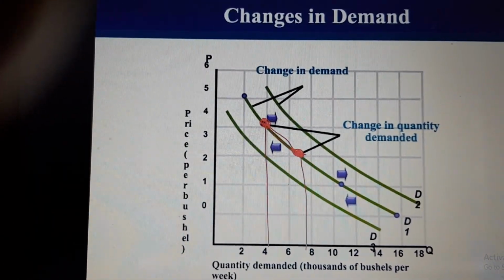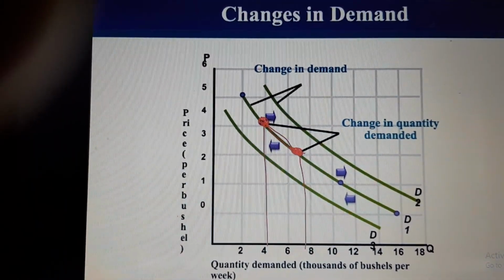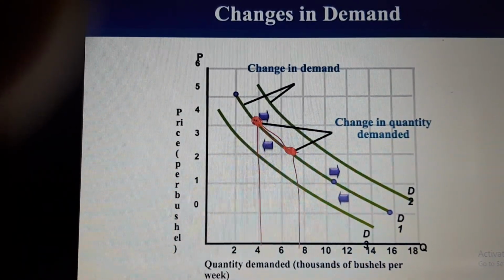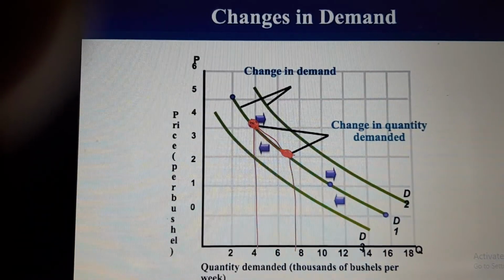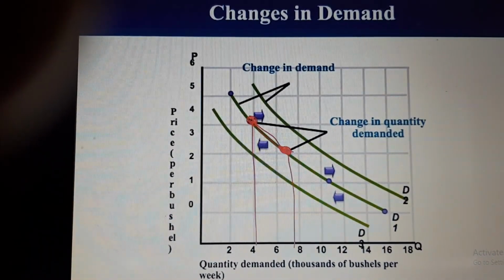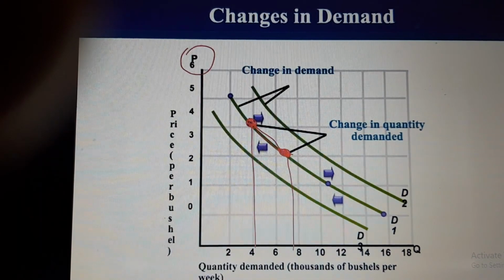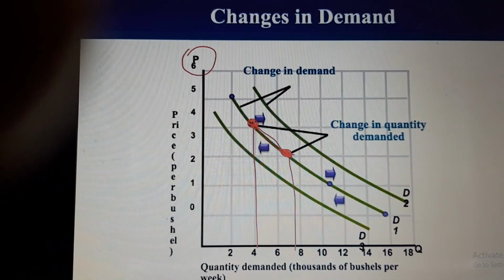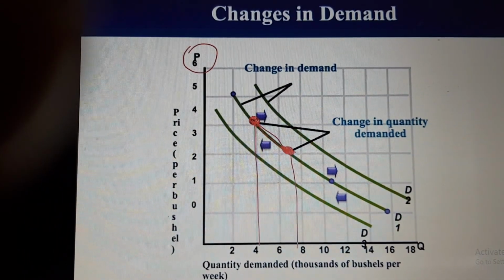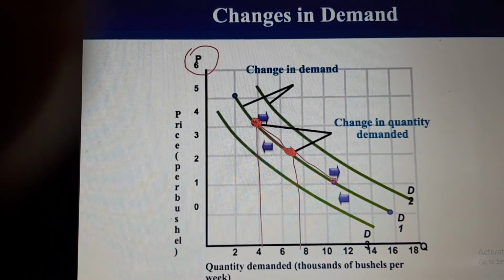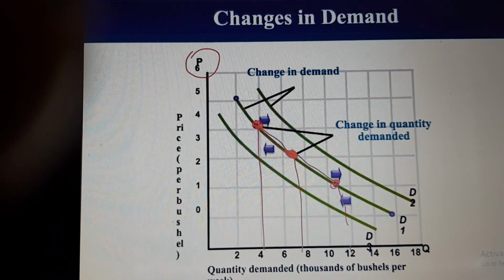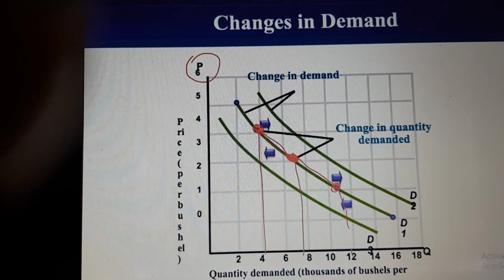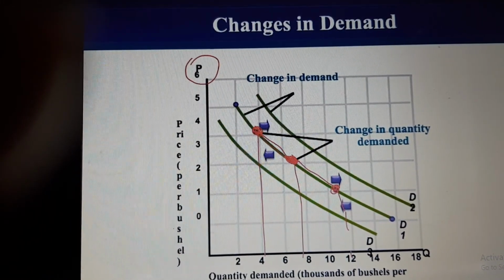And then there are other factors that cause a change in demand. That's a shift. But the one thing I want you to keep in mind is that a change in the price of the good in question that we are talking about, so in this case corn, will not cause a shift in demand. It will only cause a movement along the demand curve. So price of the good in question changing does not shift the demand curve for that good. It only causes a movement along the curve.